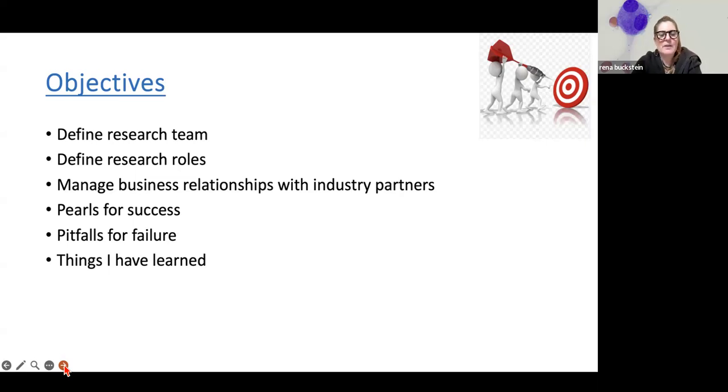But over the course of the next 25 or 30 minutes, I'm going to define what I consider is the research team, at least in my experience, and what the different roles are for each of the individuals of your research team. Explain how to manage your business relationships with industry partners, and talk about some of the pearls that I've gleaned for success, some of the pitfalls for failure, very painful lessons that I've learned over my career, and am still learning, and impart some key messages at the very end.